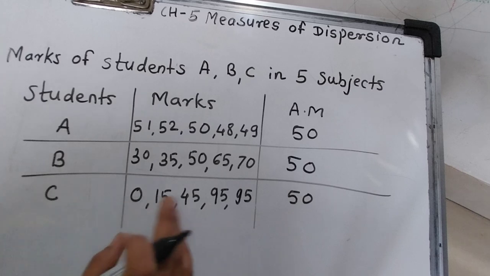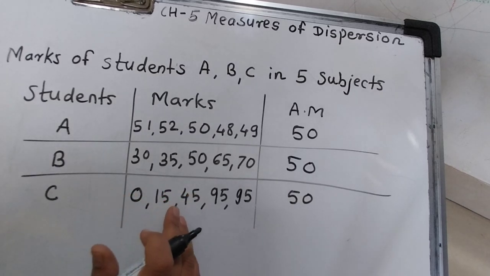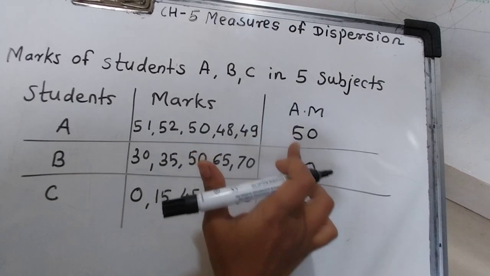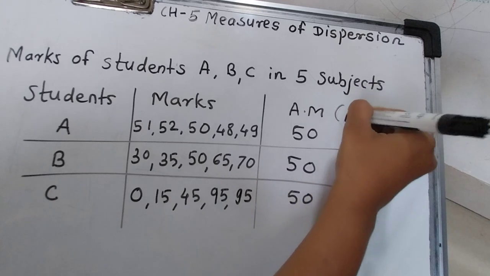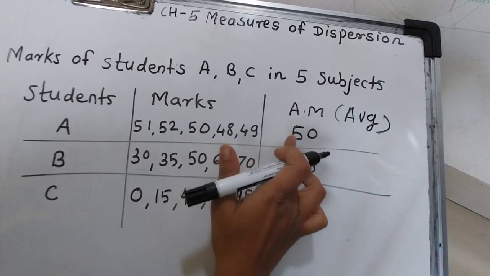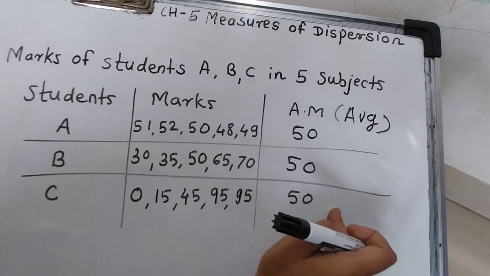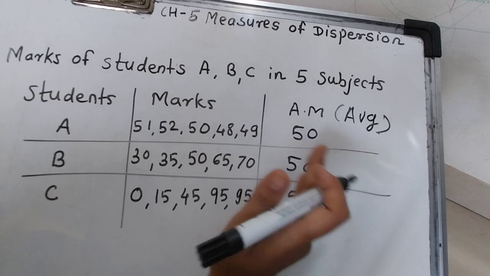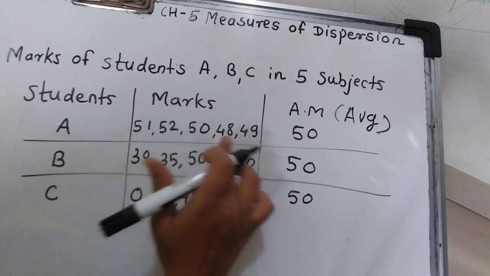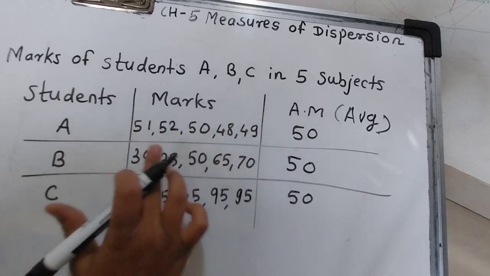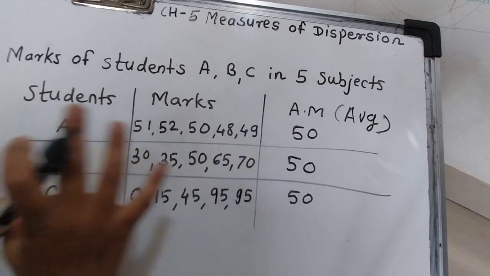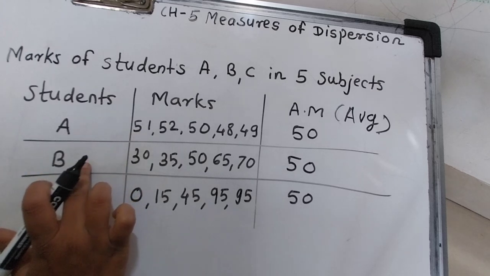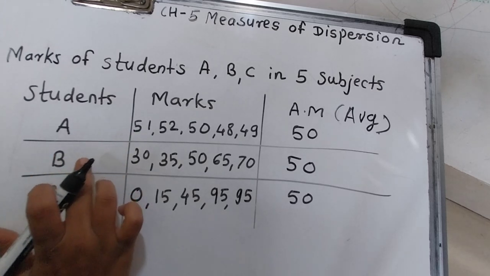How is it possible? We notice that the average marks of all the students are the same. Arithmetic mean is the average. But they differ in variation. See the variations, how the data is scattered. From this data we can observe that A is more consistent than B, and B is more consistent than C.